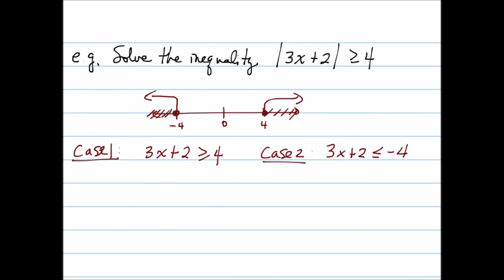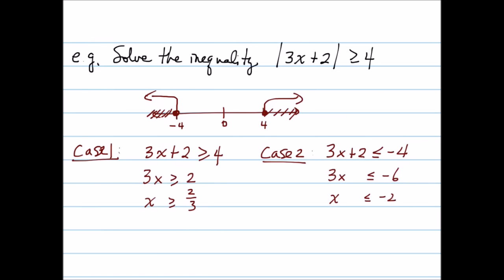In the first case, just to solve it, we have 3x greater than or equal to 2, where we subtract 2 both sides, and then divide by 3 in the next step. We will get x greater than or equal to 2/3. In the second case here, we subtract 2 both sides as well to get 3x less than or equal to negative 6. And then we're going to divide by 3 both sides to get x less than or equal to negative 2.